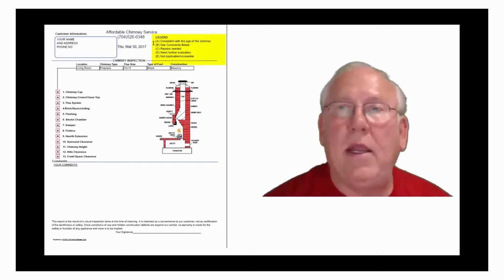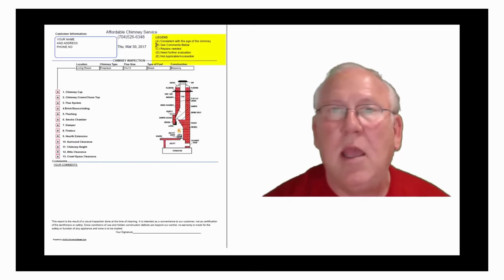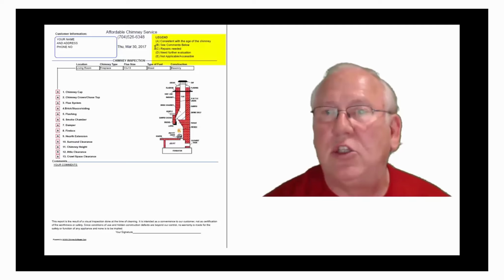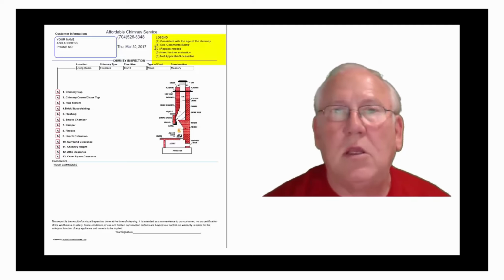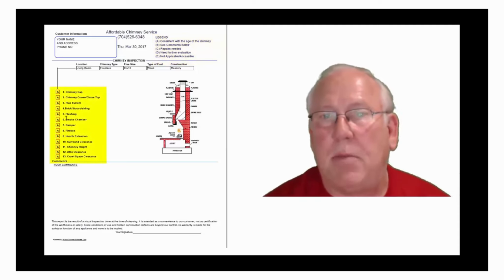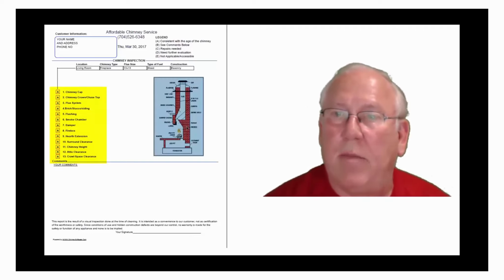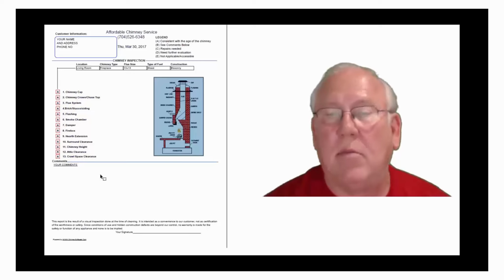The upper right-hand corner of the report is the legend. Each one of these initials pertain to something. A is consistent with the age of the chimney. B, see comments below. C, repairs needed. D, need further evaluation. Or E, not applicable. And they're placed into the boxes next to the parts of the chimney that can be easily identified in this diagram. And then, of course, you'll find my comments here below.